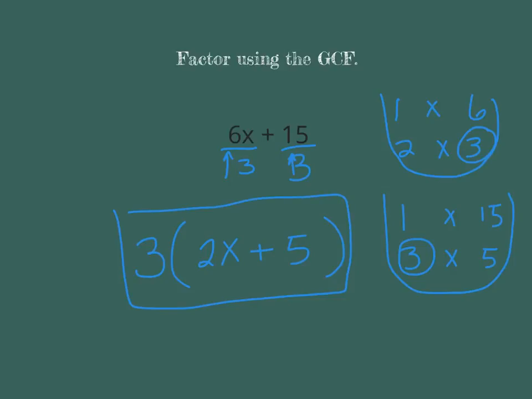And once again, you can check it by doing 3 times 2x is going to give you 6x, and 3 times positive 5 is going to be 15. That should give you your original expression.